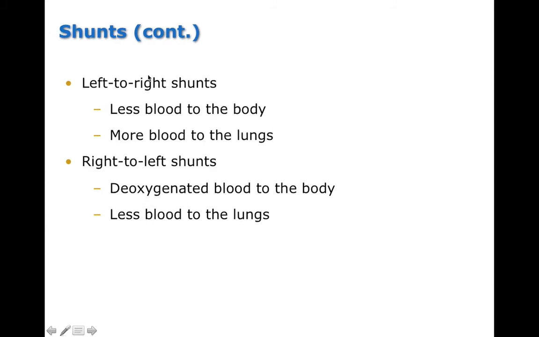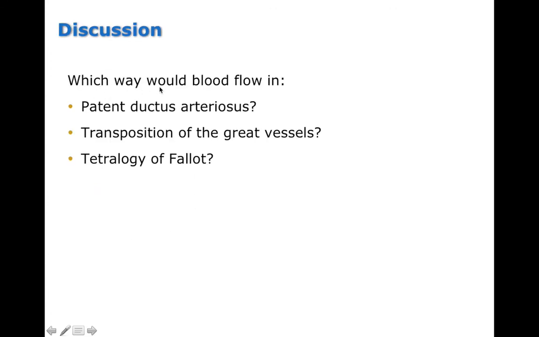So with left to right shunts, there is less blood to the body, but more blood to the lungs. This would not be desired, especially after birth, because then blood is being forced back into the pulmonary circulation. And right to left shunts are more desired before birth. That way, deoxygenated blood goes to the body, deoxygenated blood from the body goes back to the placenta, and you can also send less blood to the lungs. So this discussion here says, which way would blood flow in a patent ductus arteriosus?